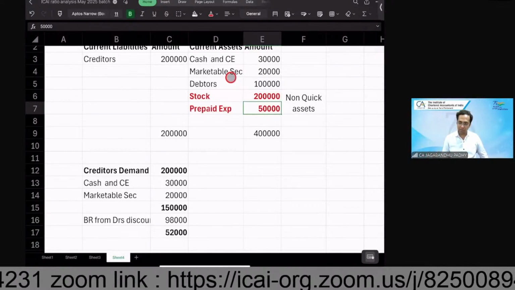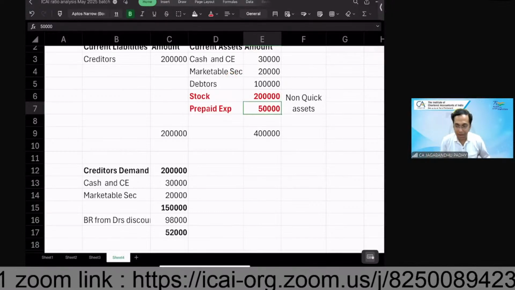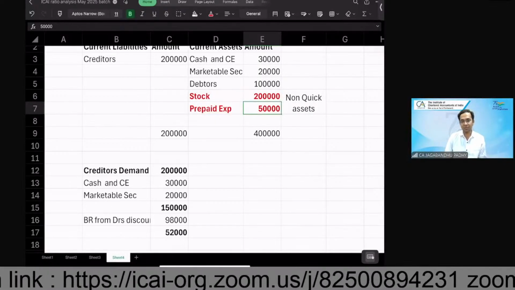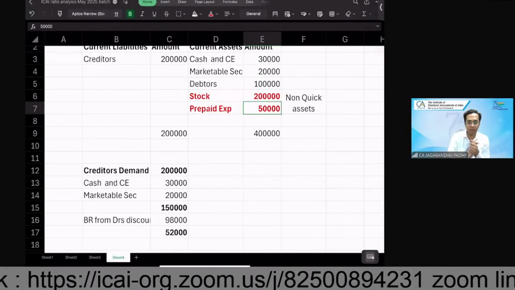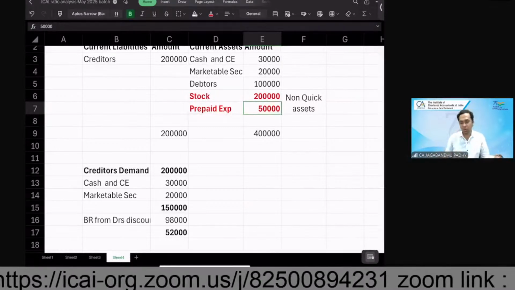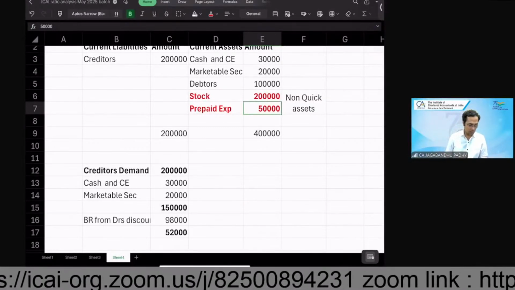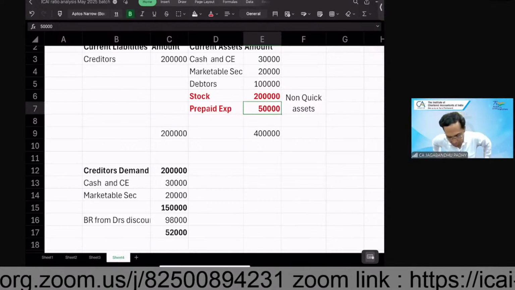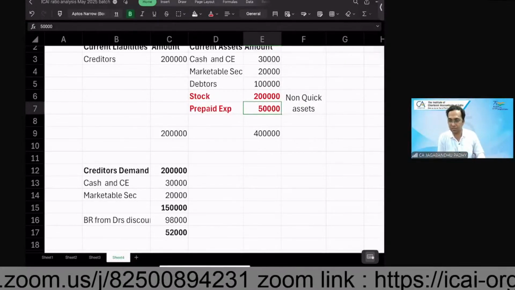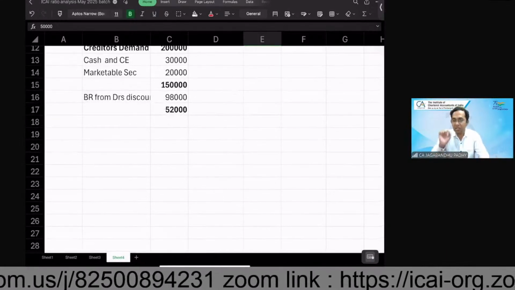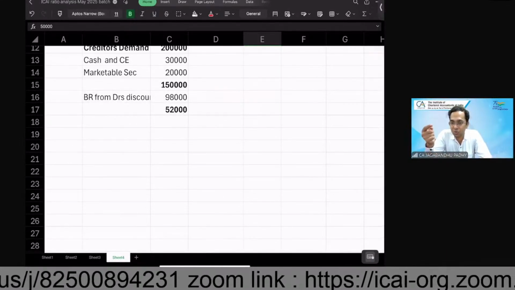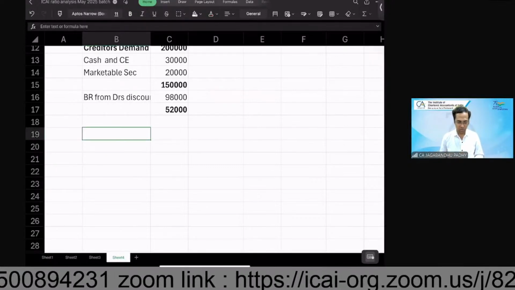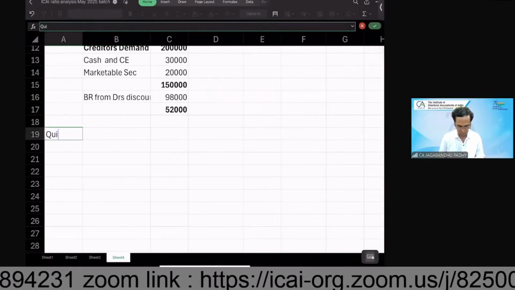I can take a loan anytime, but I don't want to go into that area, that I'm going to take a loan and then make the payment to the creditors. I want to see whether my current assets are sufficient to pay off my current liabilities. So these two assets, stock and prepaid expenses, are not sufficient to cover my creditors. And therefore, there was a need for a better ratio for measuring the liquidity, and that better ratio is quick ratio.